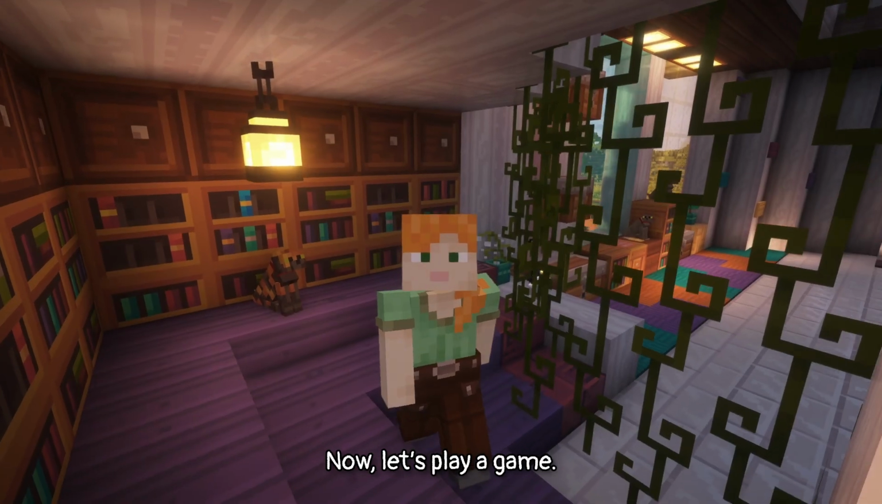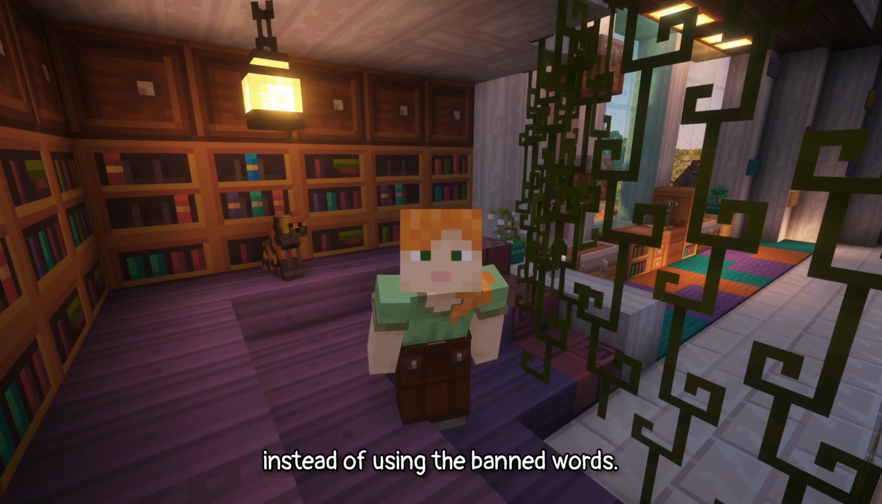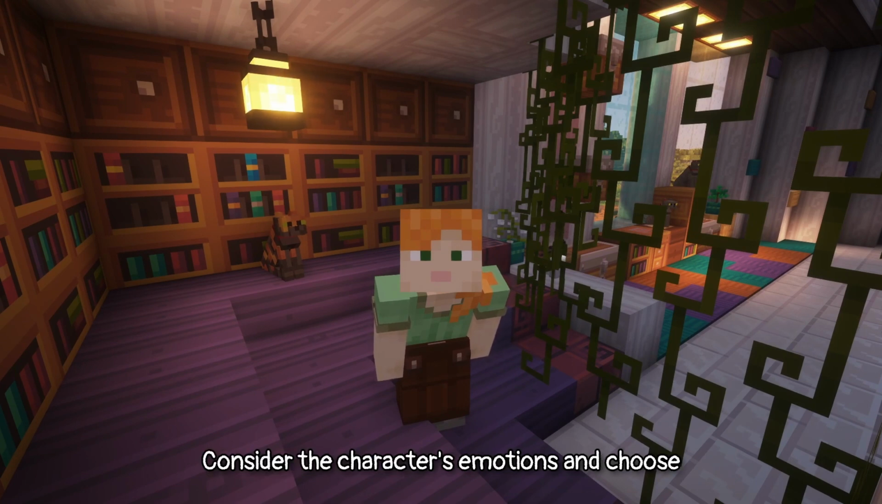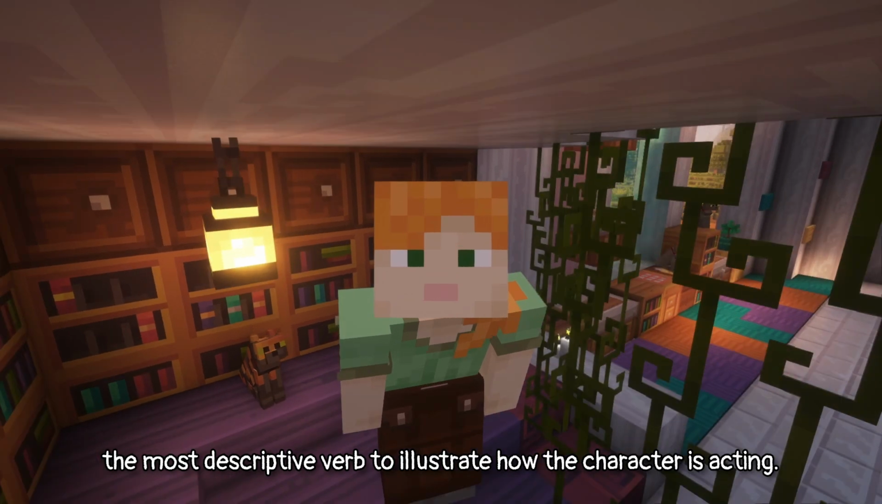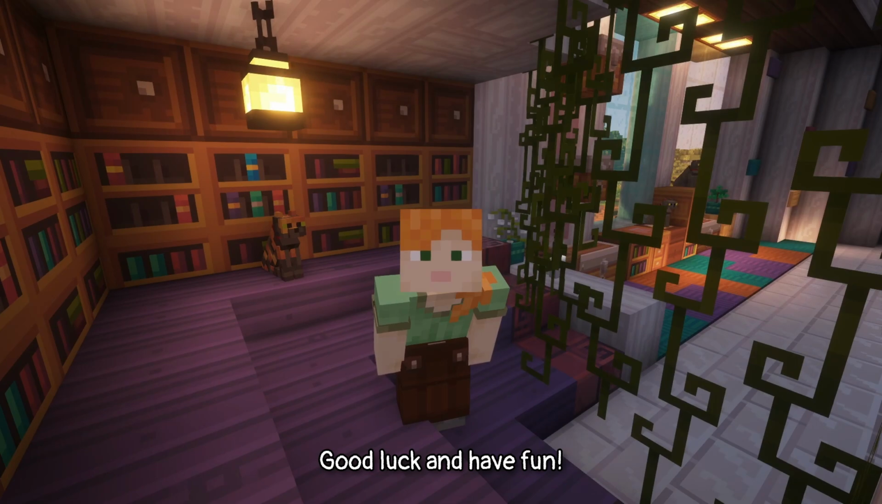Now, let's play a game. Try filling in the blanks with a vivid verb instead of using the banned words. Consider the character's emotions and choose the most descriptive verb to illustrate how the character is acting. Good luck and have fun!